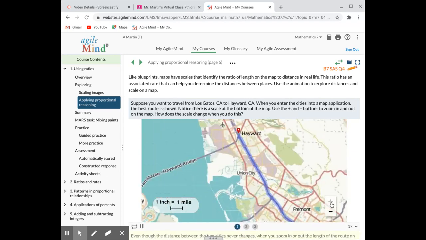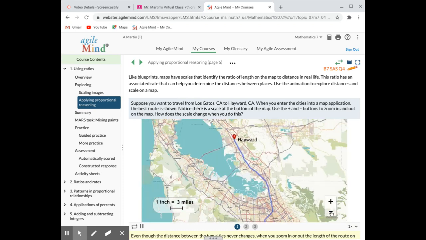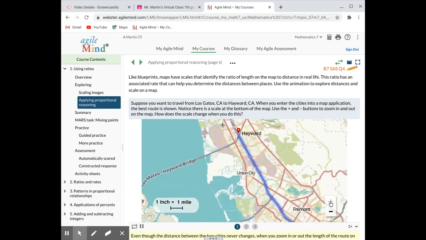And then what did it go down? 3 minus 1 is 2. So every time that we hit the plus sign, basically, we're getting closer and closer. So our inches represent a more of a mile. Okay. So if we're further away, it's more miles. The closer we get, it's the less amount of miles.